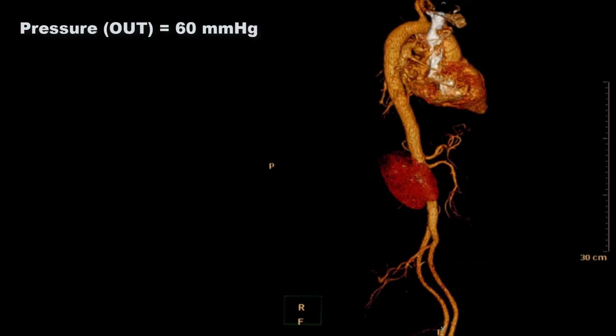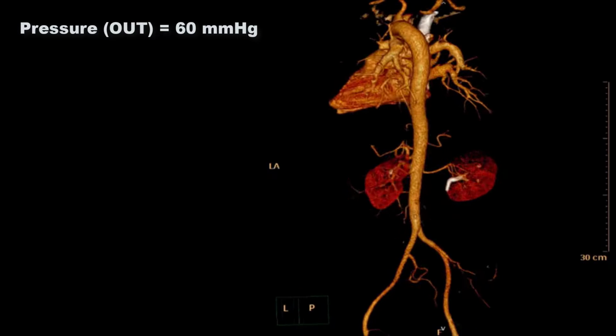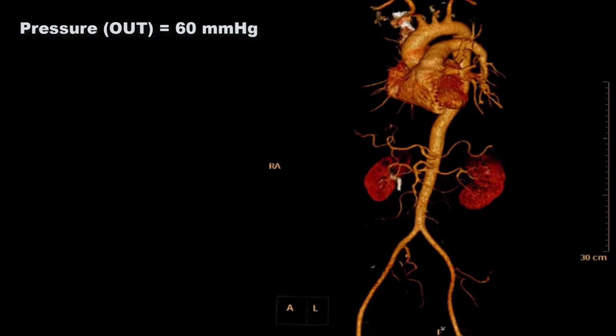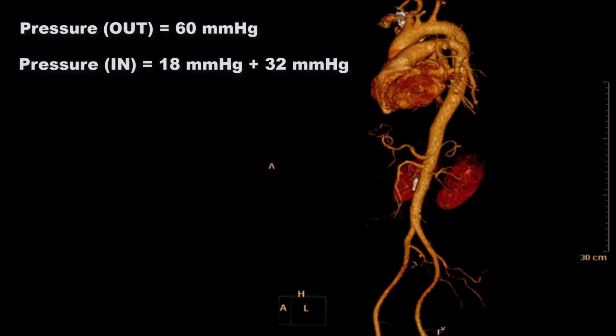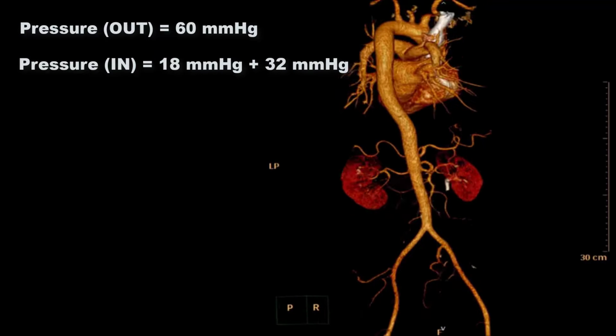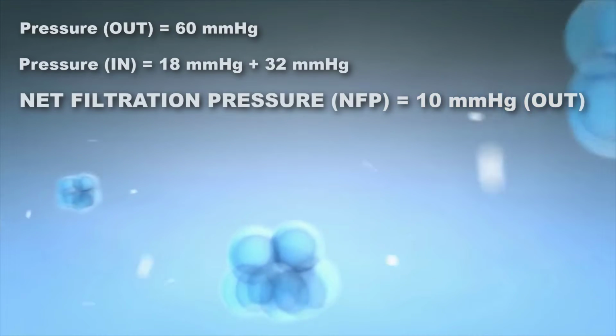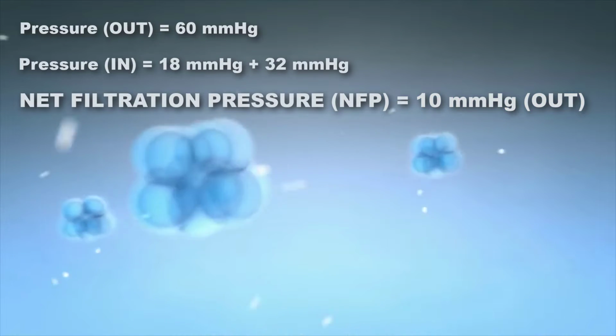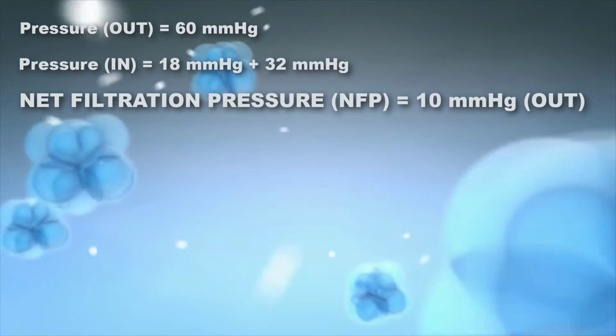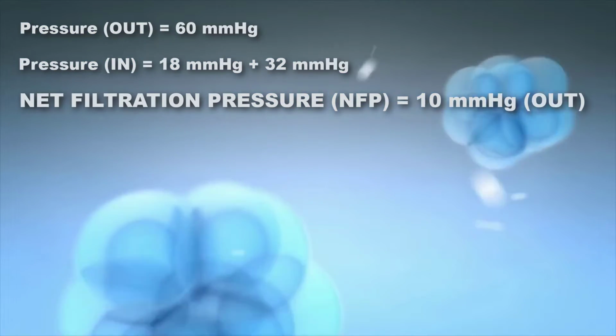On balance, then, we have a high outward pressure of 60 millimeters of mercury, opposed by 2 inward pressures of 18 and 32 millimeters of mercury. This gives us a net filtration pressure, or NFP, of 10 millimeters of mercury in the outward direction.